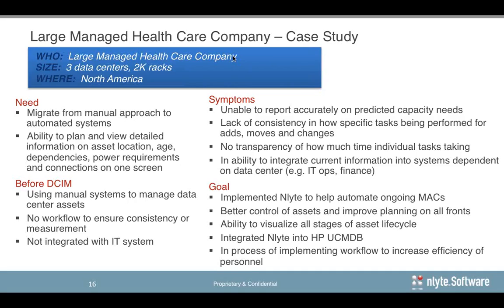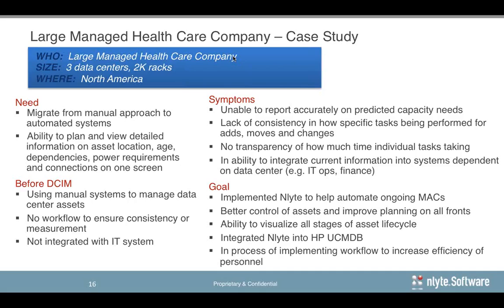So because of this, they were unable to report accurately on capacity needs. They lacked consistency in how tasks were being performed. They didn't really have transparency on how much time tasks were taking. And as I mentioned before, they weren't integrating this information into other systems. And they implemented Nlyte to really help manage the ongoing moves, adds, and changes that were happening in the organization.